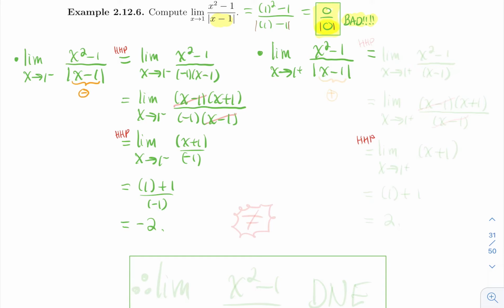So for the right-sided limit, it's very, very similar. So now if you look at the inside of your limit at the denominator, if you pick a number slightly bigger than 1, like 1.1, minus 1, it's going to be positive. And how do you get rid of an absolute value? When the inside is positive, well, you just erase the absolute value. So here we go. Boom.